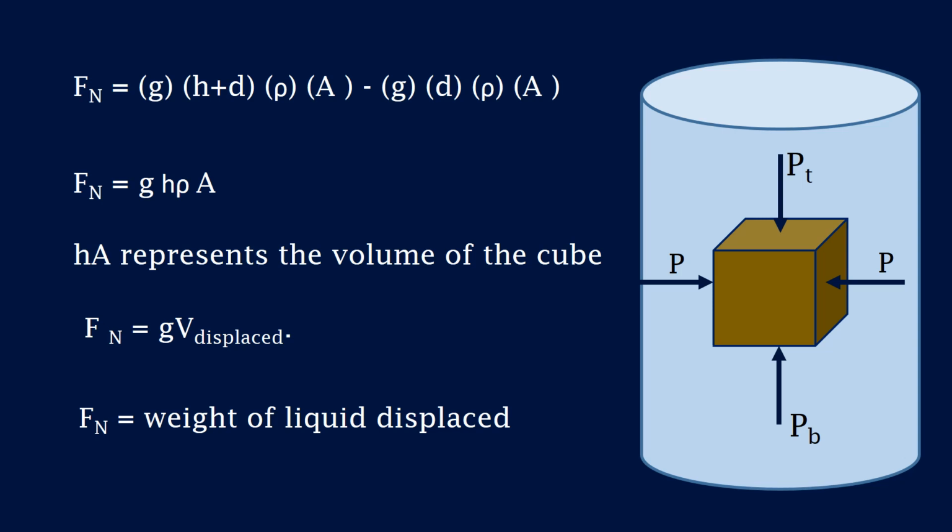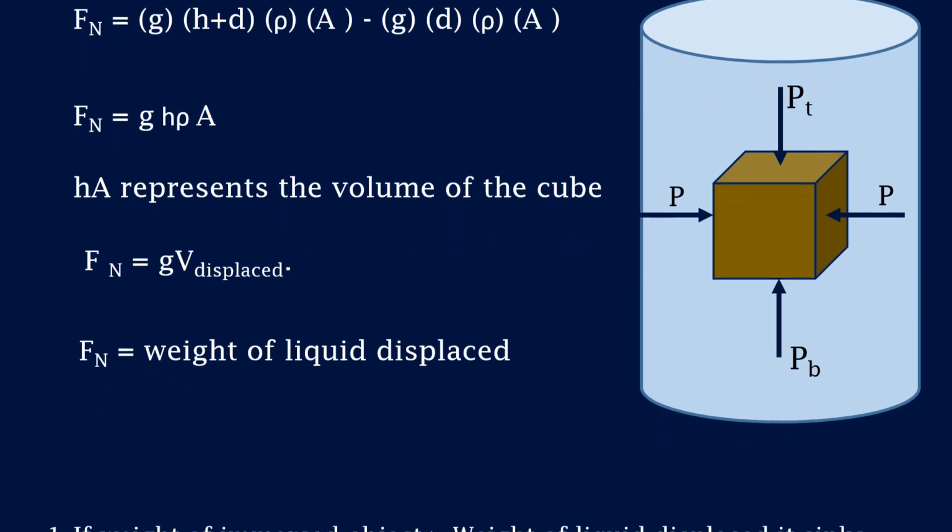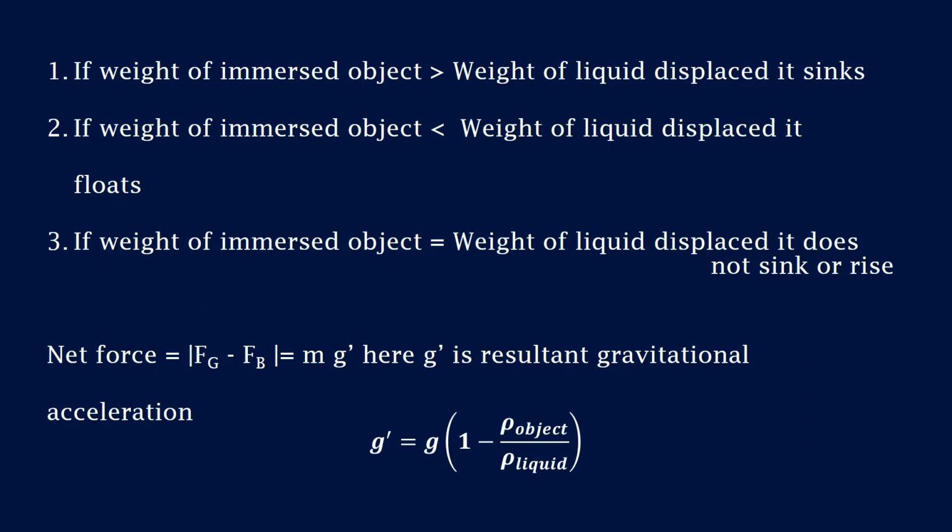This is interesting because hA represents the volume of the cube. As a result, the net force is Fn equal to g rho into the volume of liquid displaced, or we can say Fn is equal to the weight of the liquid displaced. The net vertical force we examined is the buoyant force. When an object is lowered, it encounters a buoyant force equivalent to the weight of the liquid displaced. This force is the reason an item can effortlessly float or gently sink.